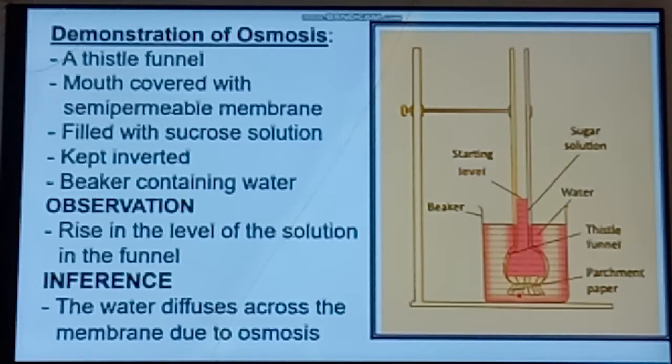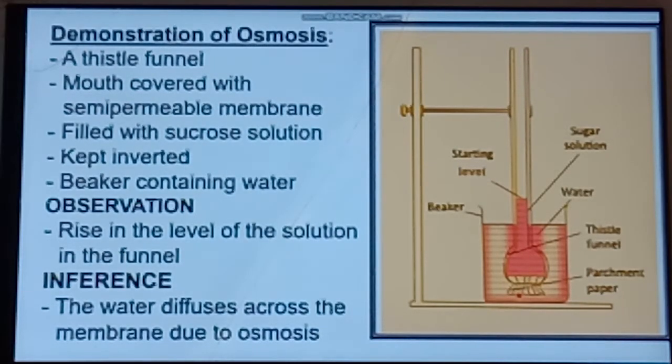Once again, the crystal funnel, with its mouth covered with the semi-permeable membrane, is filled with sucrose solution and kept inverted in the beaker containing water. The water will diffuse across the membrane due to osmosis, and the level of solution rises, from higher concentration to lower concentration. So that is called the demonstration of osmosis.